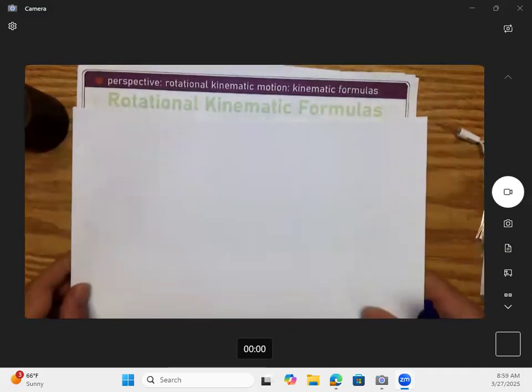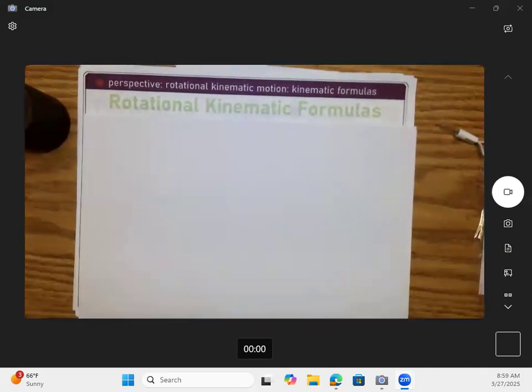All right, pop quiz time. Walk around in your notes. See in your notes. You can write those three kinematic formulas for a turntable.